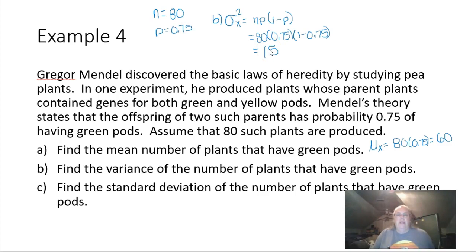And then for part C, find the standard deviation of the number of plants that have green pods. Well, the standard deviation is just the square root of our variance. And we just found the variance to be 15, so we need the square root of 15, and let's round it to 3 places. And that will give us 3.873.